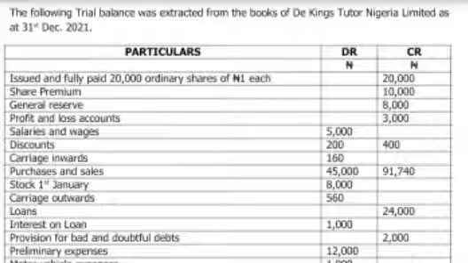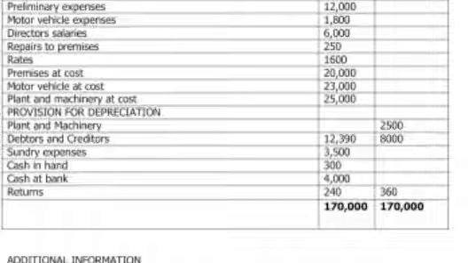And the next one is stock, 1st of January, 8,000. Now we have carriage inwards 560. Loans 24,000. Interest on loan 1,000. Provision for bad and doubtful debt 2,000. Preliminary expenses 12,000. Motor vehicle expenses 1,800. Director salaries 6,000. Repairs to premises 250. Rates 1,600. Premises at cost 20,000.